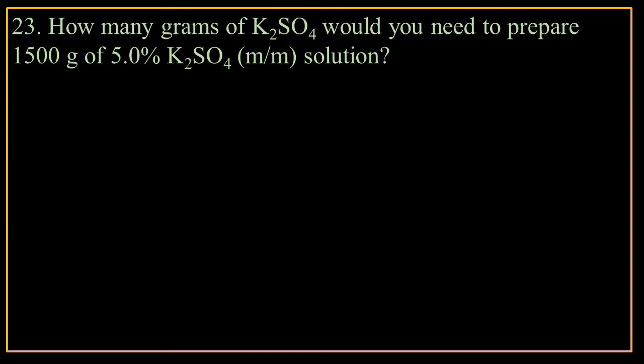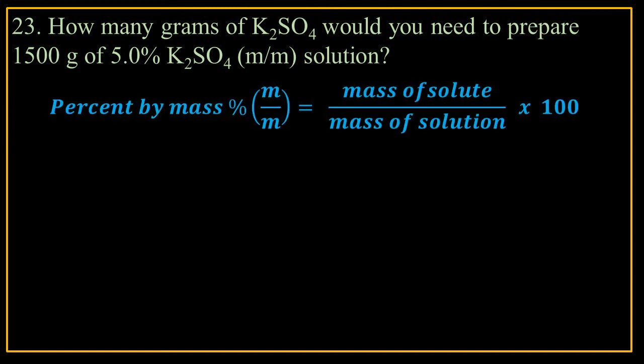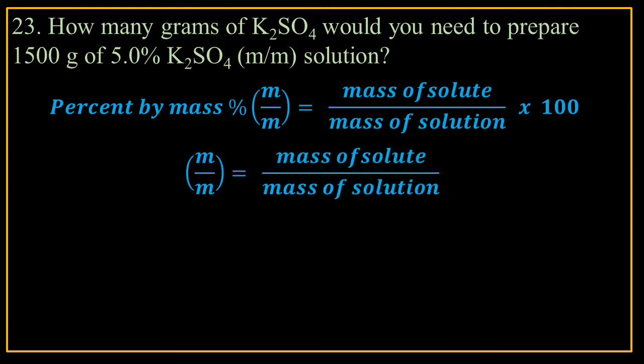How many grams of potassium sulfate would you need to prepare 1,500 grams of a 5% potassium sulfate by mass solution? So what you would do is, you know that you're going to put the mass of the solute over the mass of the solution. So you're going to have, what is going to be the mass of solution? So here we have the mass of solution. Notice that I'm taking it out of percentages.